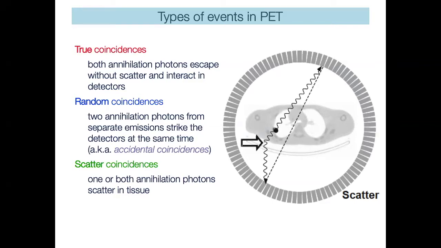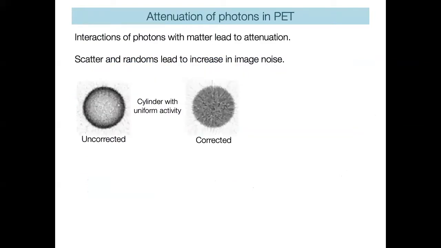So both these random and scatter coincidences occur because you have attenuation of photons in PET imaging. Photons of 511 keV are very high energy, but they get attenuated if they interact with matter. And it leads to an increase in image noise, really. And what we have to do in PET imaging is to correct for these kinds of attenuations. We correct for scatter, we correct for the randoms as well. But overall, we also correct for overall attenuation.